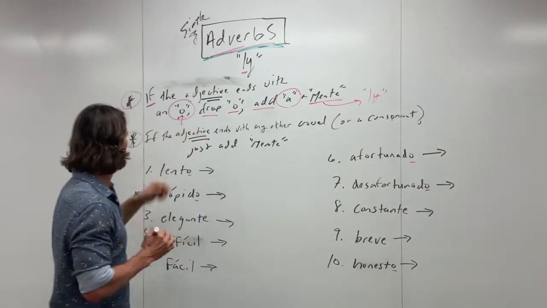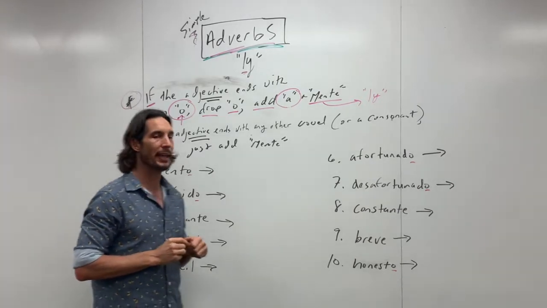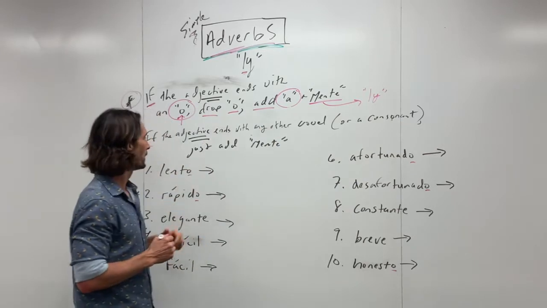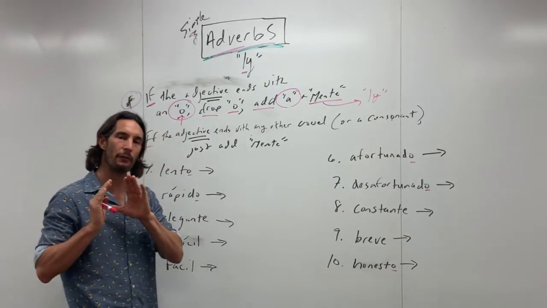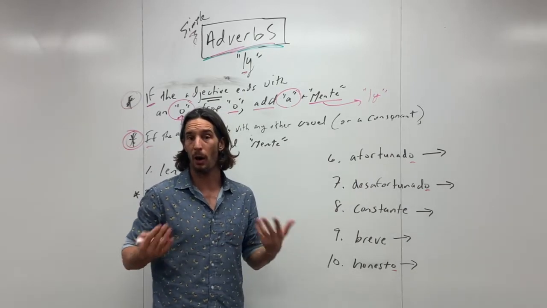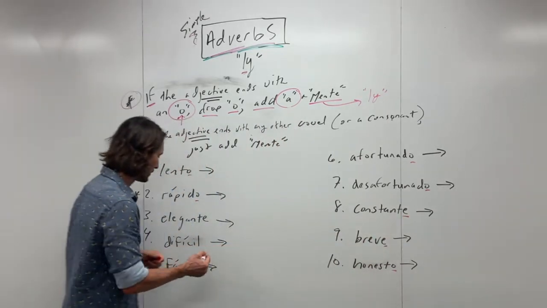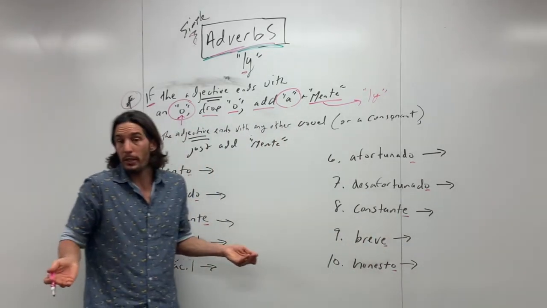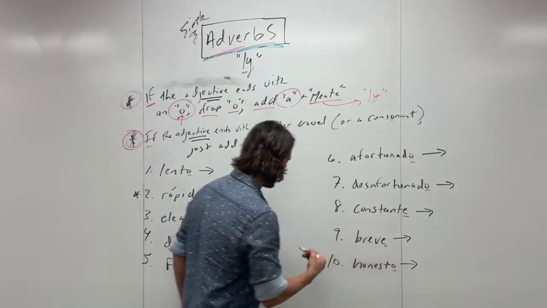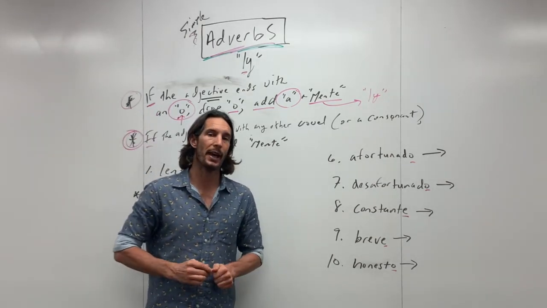And so I want to move on here to the next one, right, which says if the adjective ends with any other vowel, or a consonant, of course, right, just add mente, right? So if it doesn't end with the letter O, and it ends with another vowel, for example, the letter E, right, and again, we can go through and highlight those, the letter E, we would just add mente. If it ends with a consonant, of course, let's find one of those, like the letter L here, that's a consonant. You would just add mente to that as well.